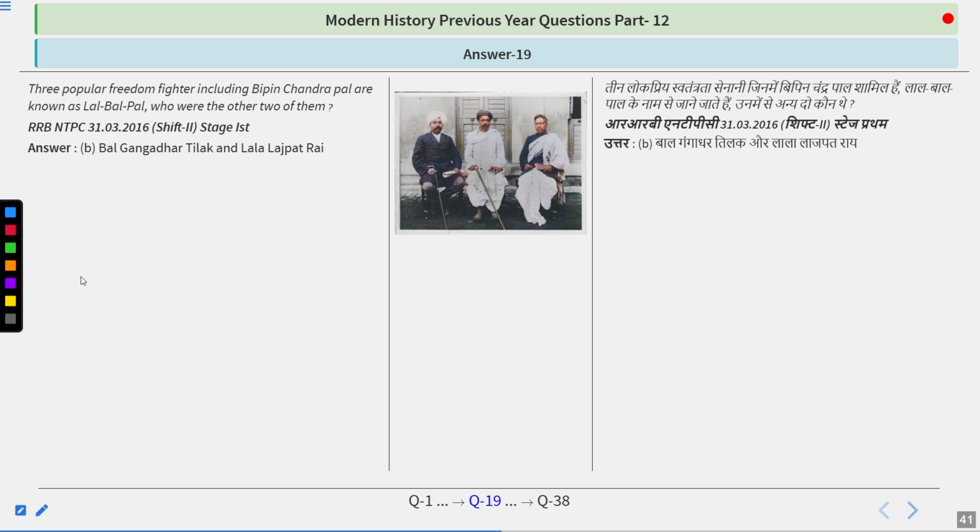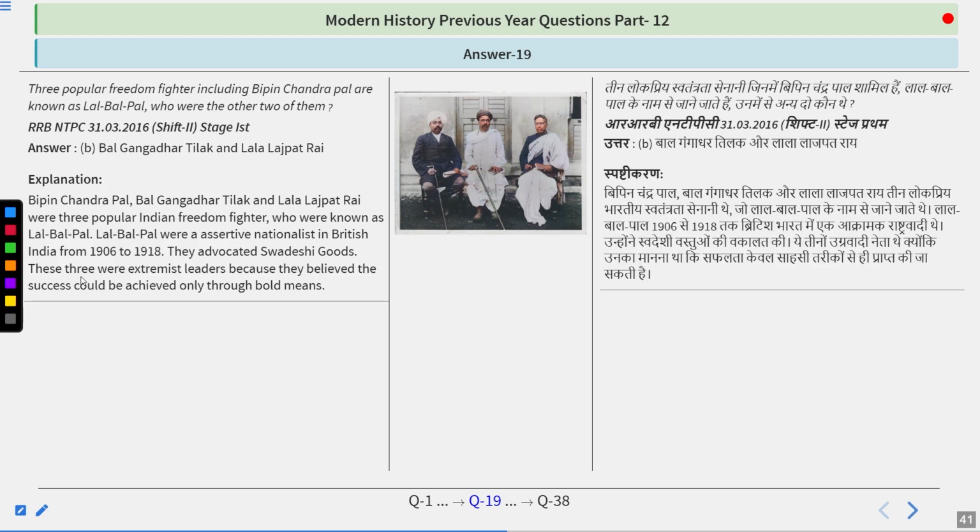So you can see three of them in this photo. Bipin Chandra Pal, Bal Gangadhar Tilak, and Lala Lajpat Rai were three popular Indian freedom fighters who were known as Lal Bal Pal. Lal Bal Pal were assertive nationalists in British India from 1906 to 1918. They advocated Swadeshi goods. These three were extremist leaders because they believed success could be achieved only through bold means. So do remember, the answer is Bal Gangadhar Tilak and Lala Lajpat Rai.